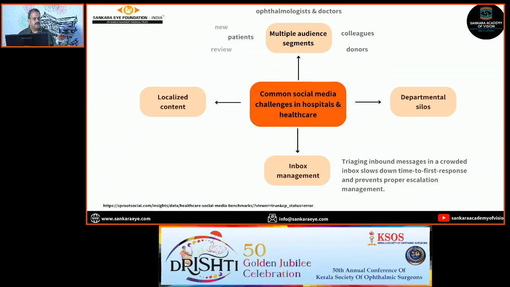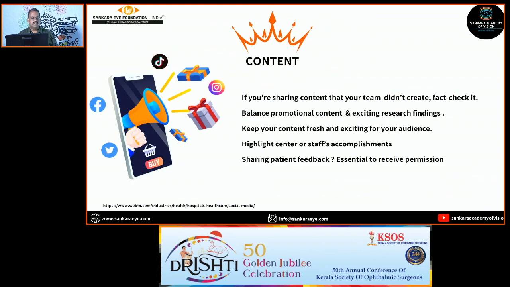It may get forgotten. Localizing content becomes very tricky, because when you're translating content from English to the vernacular, often certain mistakes can creep in. Finally, content is king. There is a pressure to share constant content. And if you're sharing content that has not been created by you, it is very important to fact check, because if it is wrong, then it becomes a challenge.